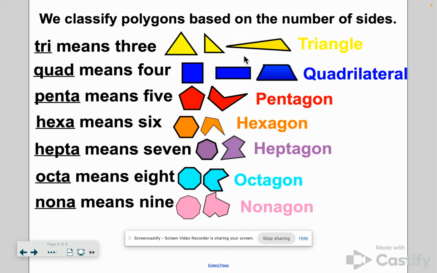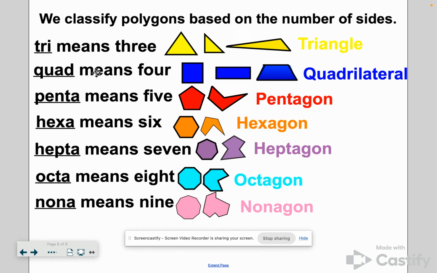They all look a little different, but they're all triangles because they have straight sides and each of them has three sides. The first one is a regular triangle because all of the sides are equal length. These ones have different length sides, so they're called irregular triangles, but they're still a triangle because they still have three sides and the sides are all straight.